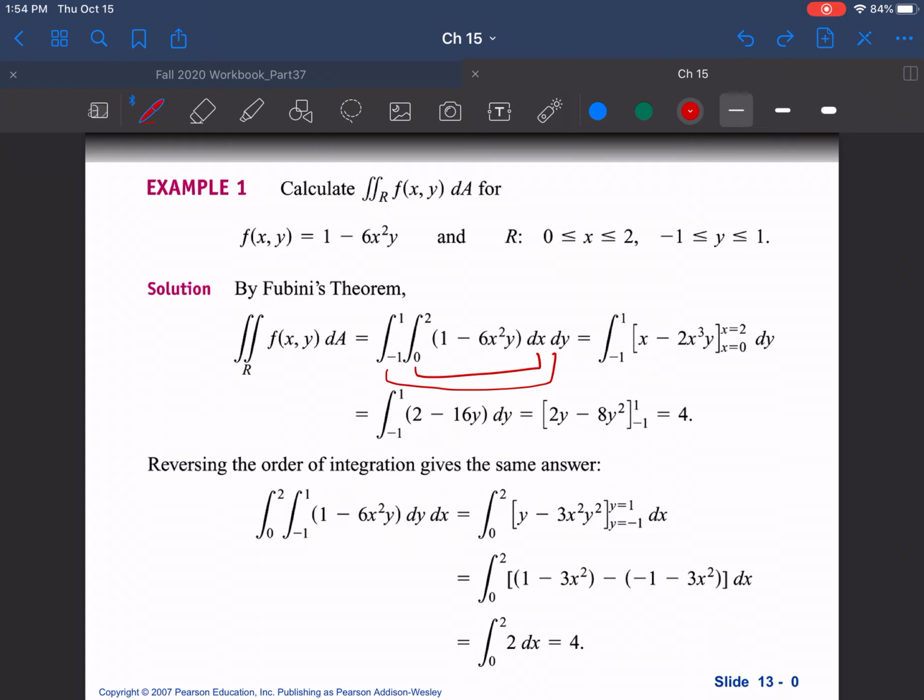Plugging in 0 and 2, you end up getting 2 minus 16y. Then we're going to take the other integral, integrating over y. That's just a very typical integration over y from negative 1 to 1, and you get 4. If you look down below, they reversed the order. They did y first, the inner y integral, and then did the outer dx integral, integration over x, and you still end up getting the same answer. So it won't matter which order you do those in.